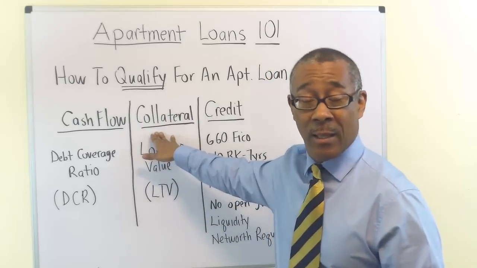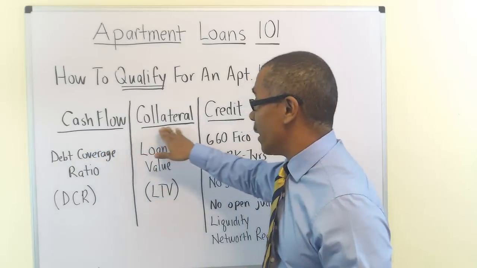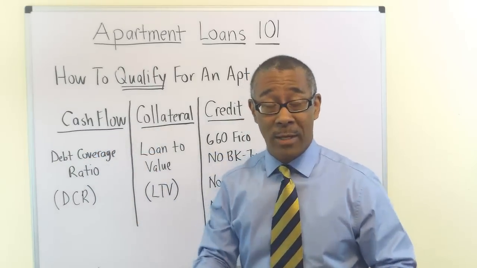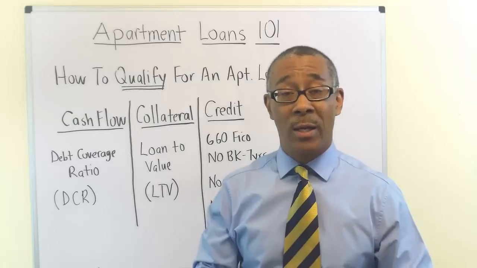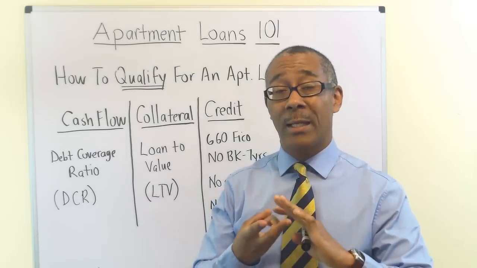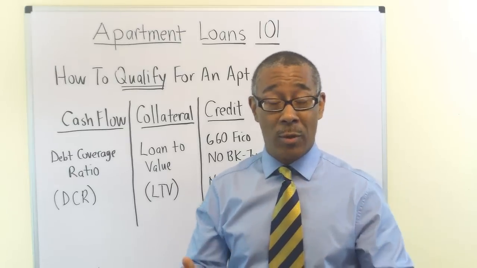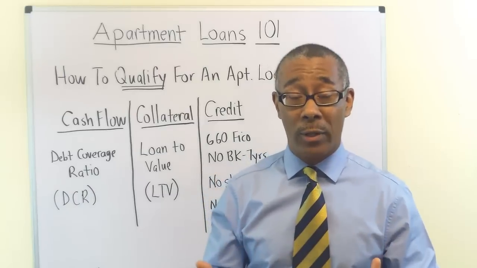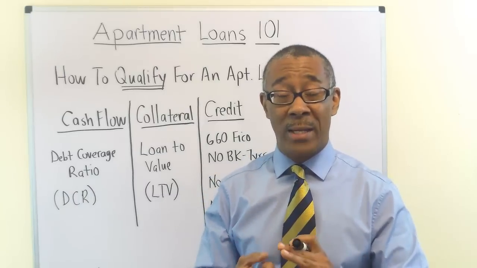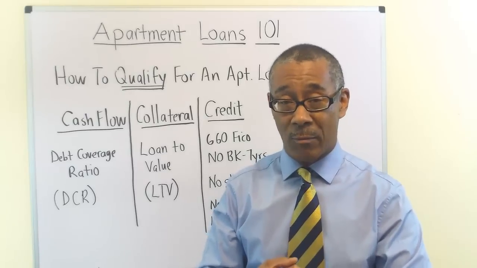Number 2 is collateral. This is the second thing that the banks will look at, and it's equally as important as the cash flow. Collateral is 2 things. The bank is going to want collateral from you if they give you a loan. Collateral number 1 is the property, and collateral number 2 is your down payment. So if you were to default on the mortgage and lose the property, the bank is going to take the property back and your down payment. So that's the collateral.